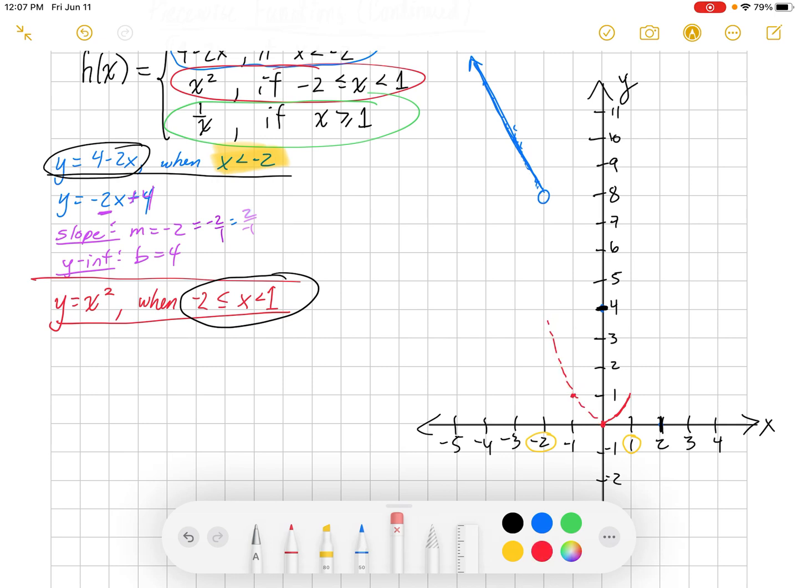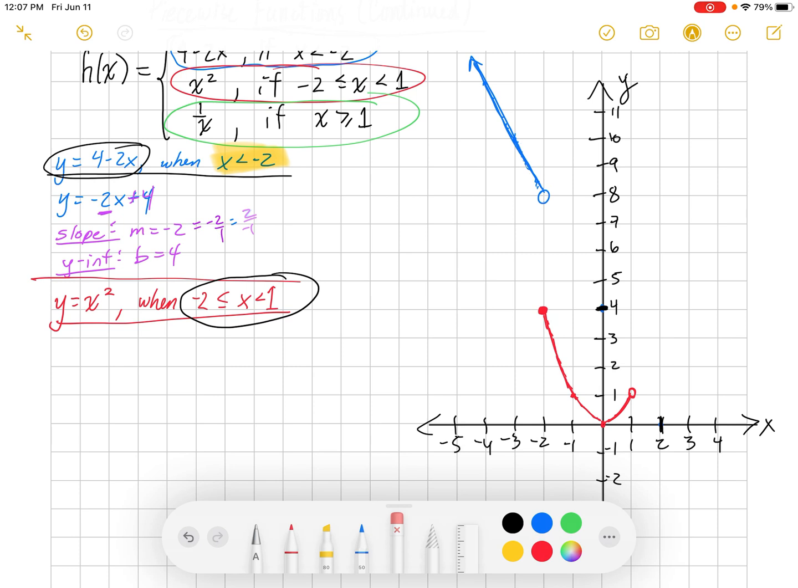Now, what are we going to do at negative 2? We're going to put a closed dot, right? A closed dot. We have a closed dot there at negative 2 because we're allowed to be equal to negative 2. And at 1, we're going to put an open dot for now because x is not allowed to be equal to 1 here with this red piece. All right, so we get rid of the markings, and we got our red piece.